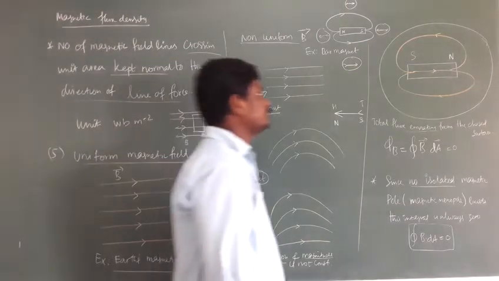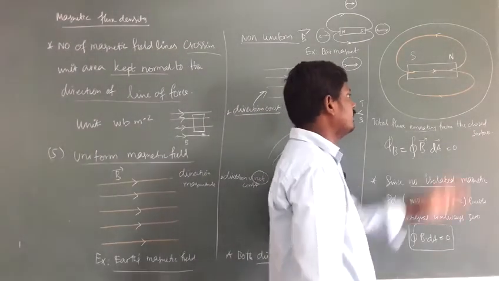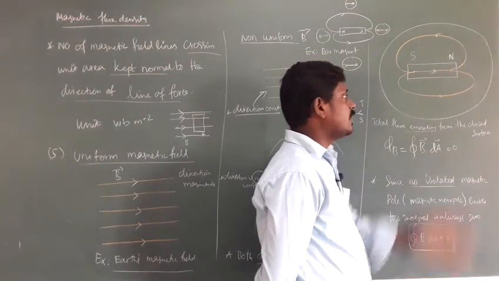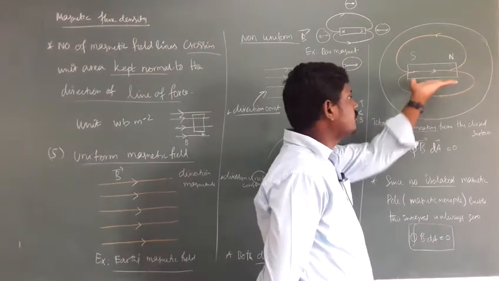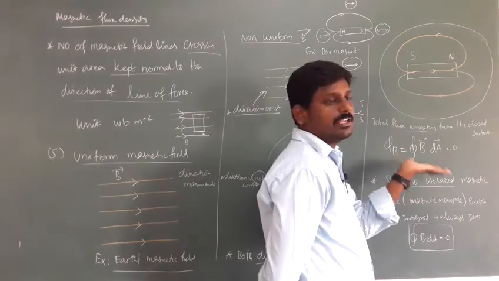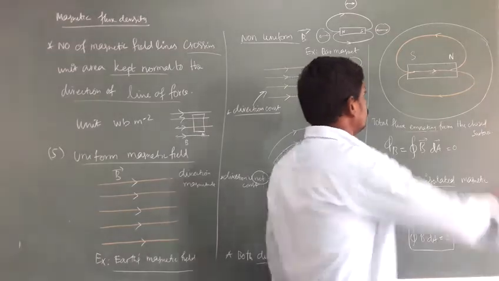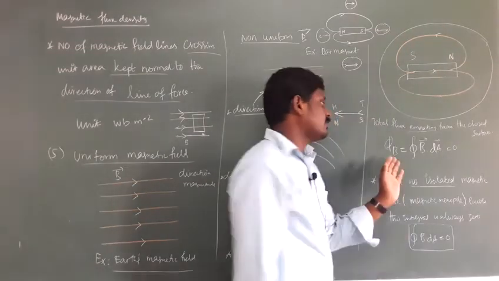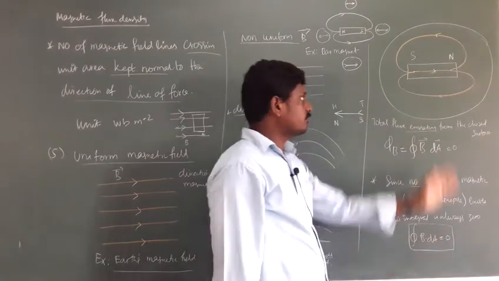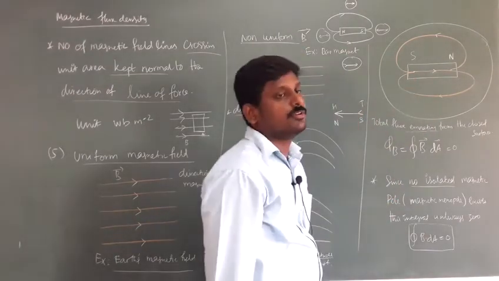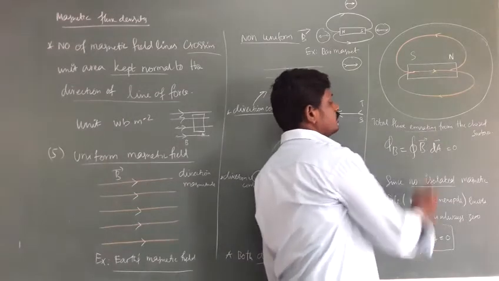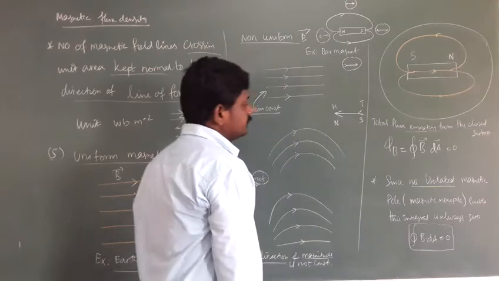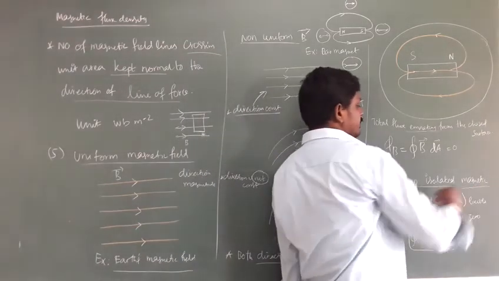And the final one. What is the magnetic flux emanating from a magnetic dipole? A magnetic dipole is a bar magnet. What is the total magnetic flux emanating from a closed surface around the bar magnet? Consider the magnet placed inside a closed surface. The bar magnet gives a non-uniform magnetic field. The closed integral of B dot dA is equal to 0. Why is it equal to 0? Since no isolated magnetic pole exists.